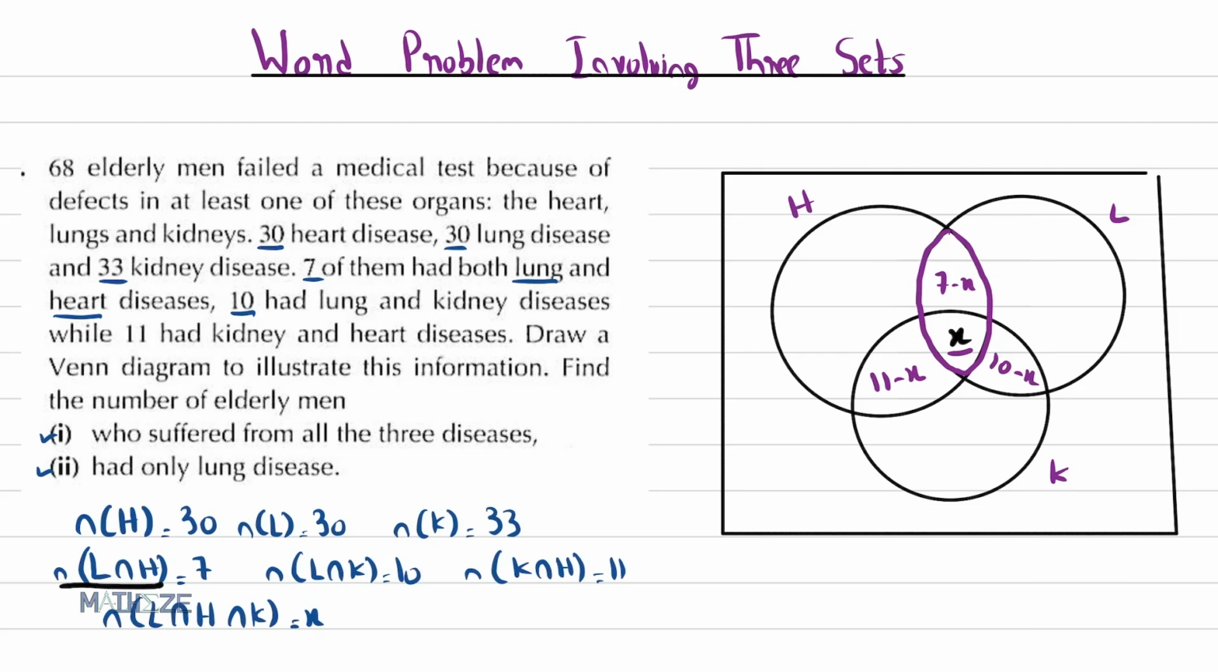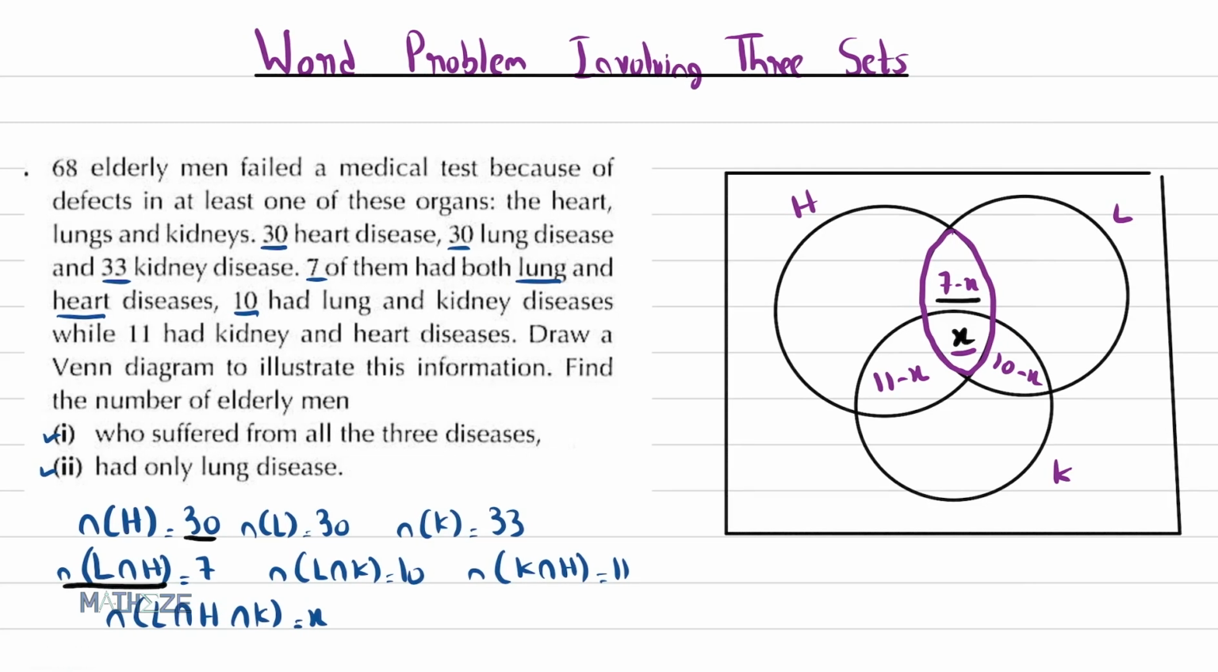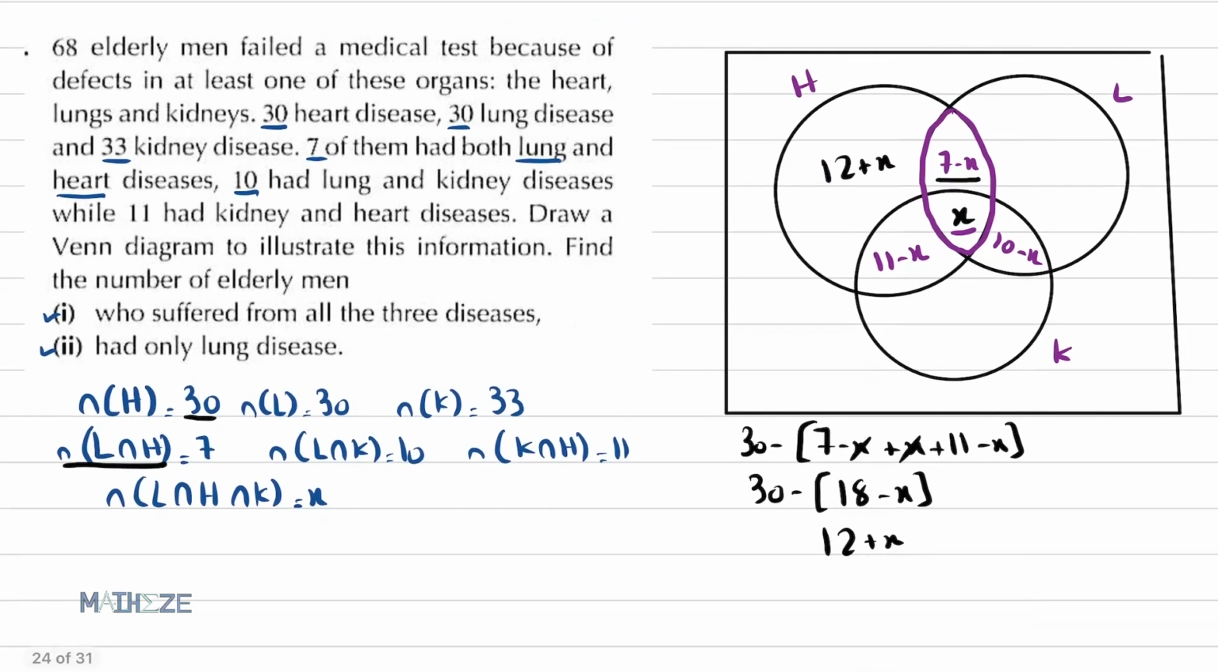Now, how many total heart people were there, guys? 30. So let's add this: 7 minus x plus x plus 11 minus x. And if I subtract this from 30, it's going to become 30 minus, I can cancel this, 7 plus 11 is 18 minus x. So it's going to end up 12 plus x. Do you get this?